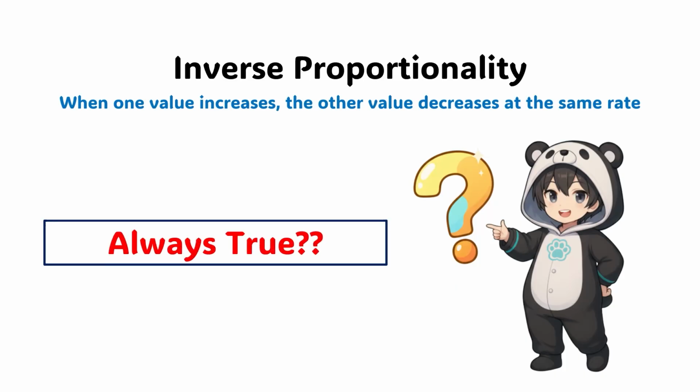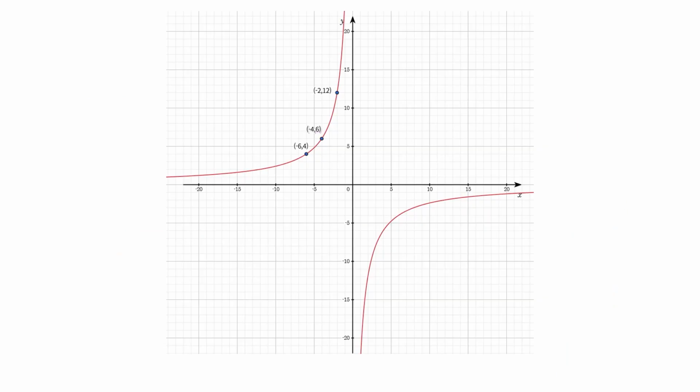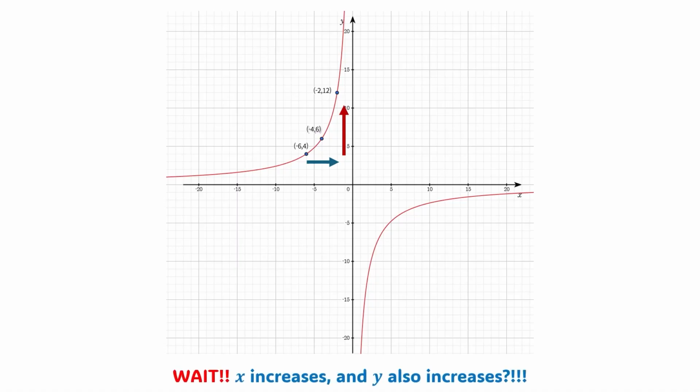Let's test this rule with a new equation, y equals minus 24 over x, where k is a negative number. Check this out. As x increases from minus 6 to minus 4, the y value also increases from 4 to 6. Our first rule is broken. So is this not an inverse proportion? Surprise, it is. This means we need a better, more powerful definition.